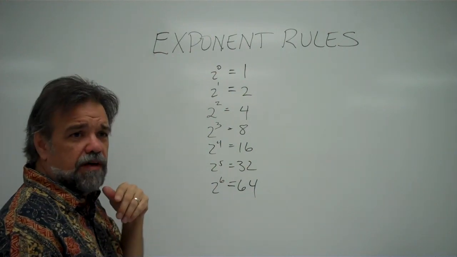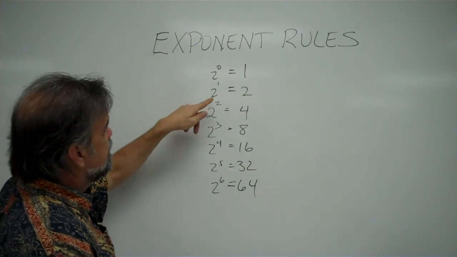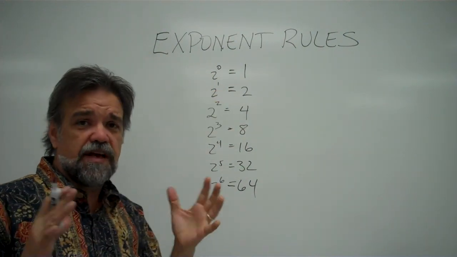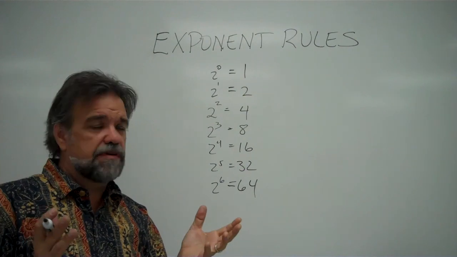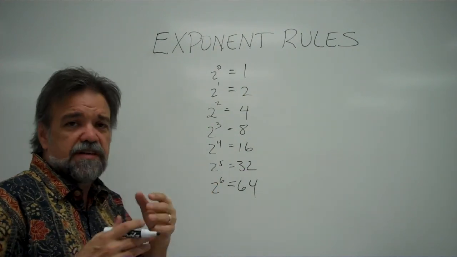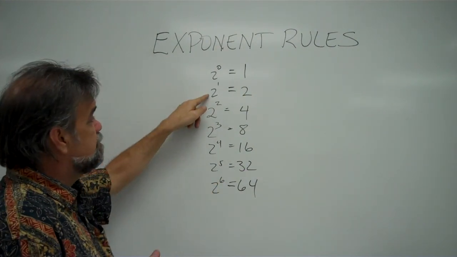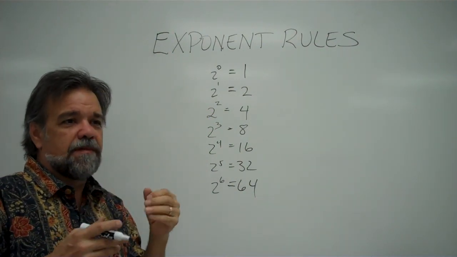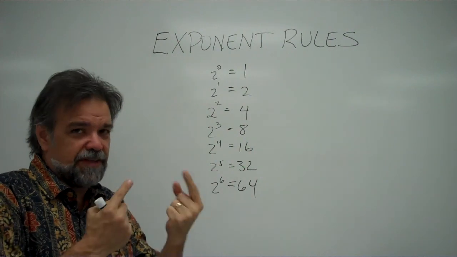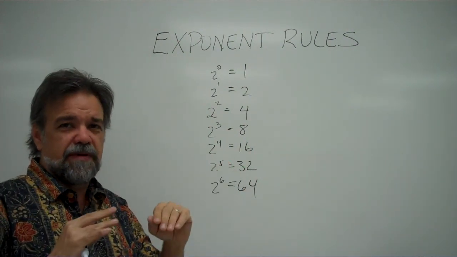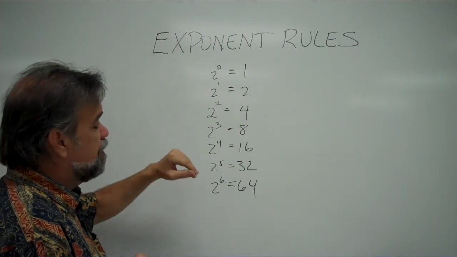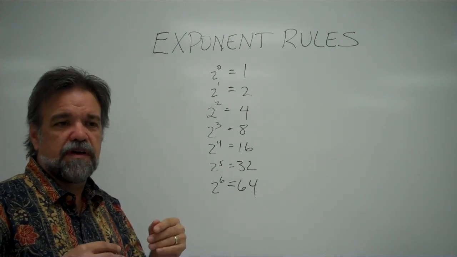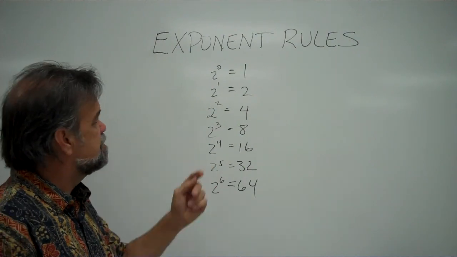It's also worthwhile to note that anything to the 1 power is itself. Now, we're getting outside of the original definition of an exponent here. It doesn't make any sense to say 2 multiplied by itself 1 time. If you're multiplying something by itself, it has to be there at least twice. So we're getting a little bit outside of that particular definition. But what we're doing is just like multiplying times negative numbers. We're just being consistent with the patterns that we see here.